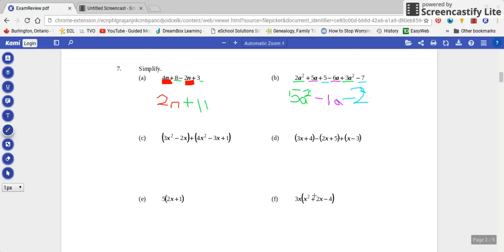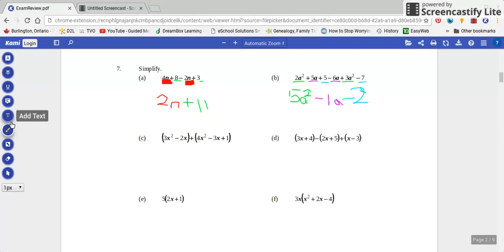Okay, so now we're going to do questions 7C and D. This one is just different from the two above because it has brackets. And the nice thing about brackets is if there's an addition sign in between the brackets, you can just take away the brackets and treat it like any other question.